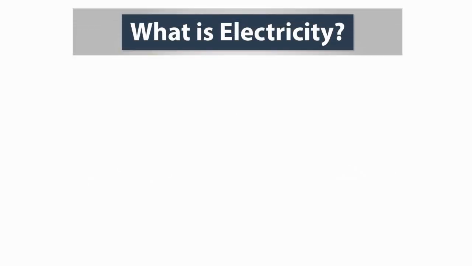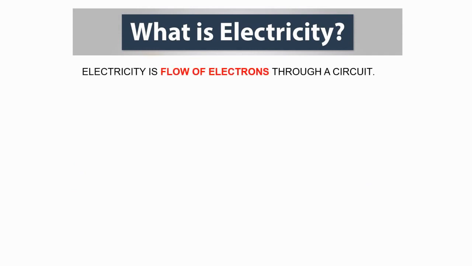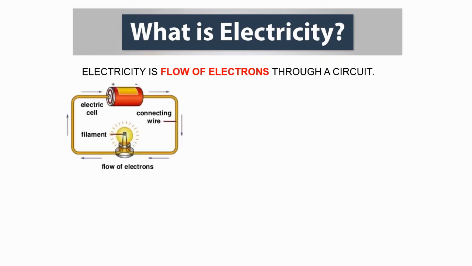What is electricity? We know that electricity is the flow of electrons through a circuit. But how does this flow of electrons produce electricity? Let us understand this with the help of a picture. In this picture, we see an electric cell connected to a bulb via a connecting wire. And when this connection is complete, electricity flows through the circuit and hence the bulb glows.